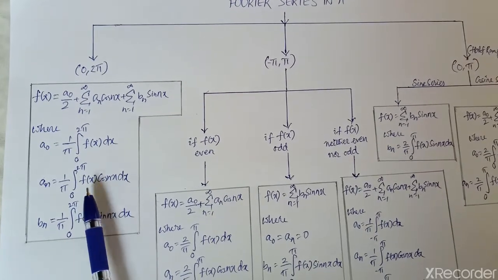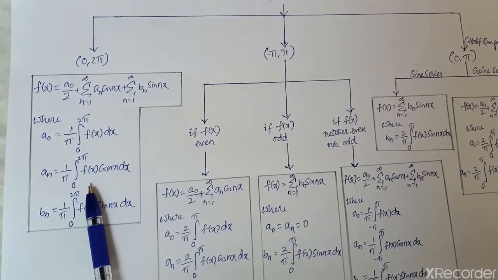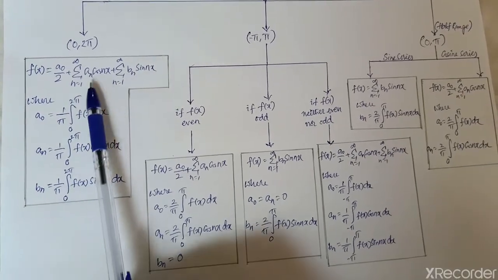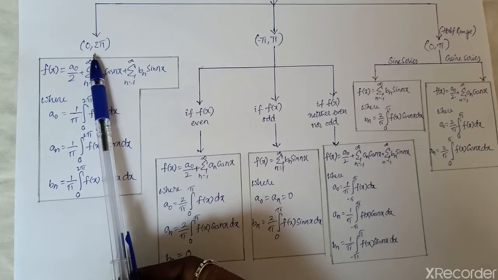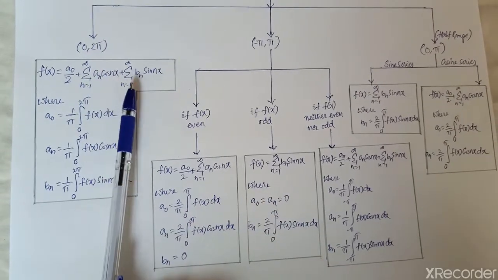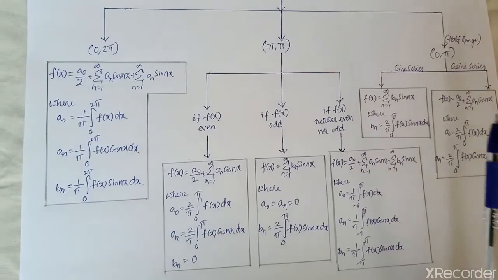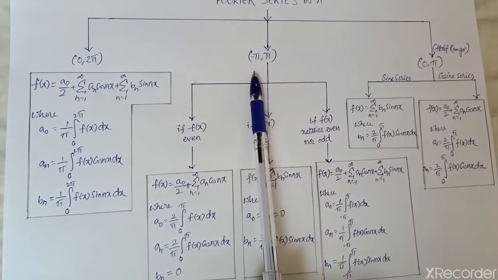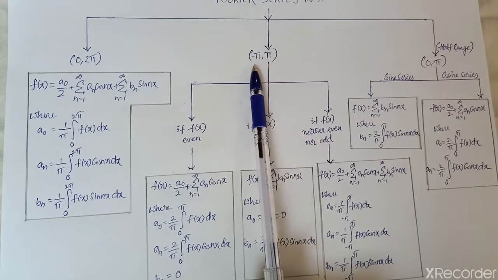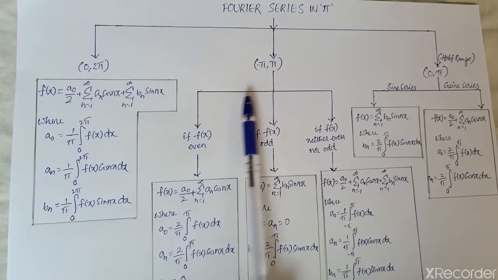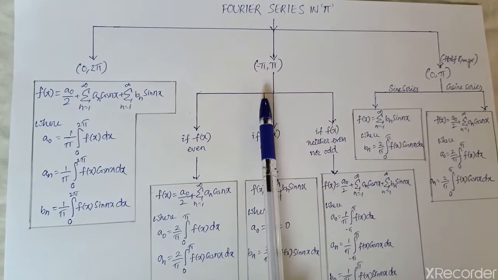So this is the formula to expand any function when asked to expand in the interval 0 comma 2 pi. Observe that interval 0 comma 2 pi. Now let us discuss minus pi comma pi. When the interval is given as minus pi comma pi, in this case we have three cases, depending on the function.